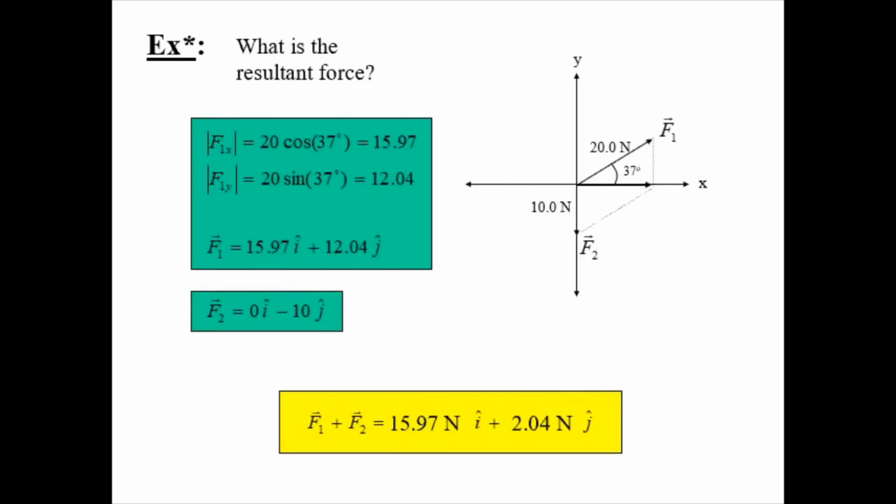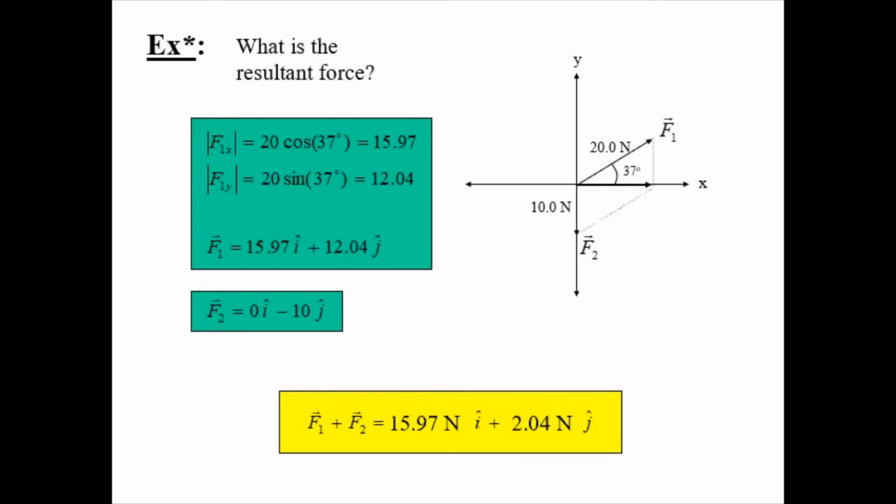Okay, so how did we do this? Well, first of all, we took vector F1 and we put it into component form. How did we do that? We got the size of vector F1. Vector F1, we were told, was 20 newtons. That's the strength of the vector. And we also got the working angle for vector F1, which is, in this case, 37 degrees.